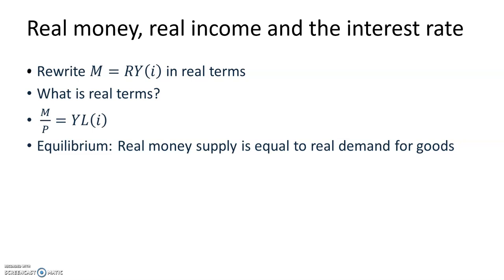We will now rewrite it as a relation among real money. Real money is money in terms of goods. Recall that nominal income divided by the price level equals real income Y. Dividing both sides of the equation by the price level P gives M over P is equal to YL(i). Hence, we can restate our equilibrium condition as the condition that real money supply, that is money stock in terms of goods and not rands, is equal to real demand for goods.